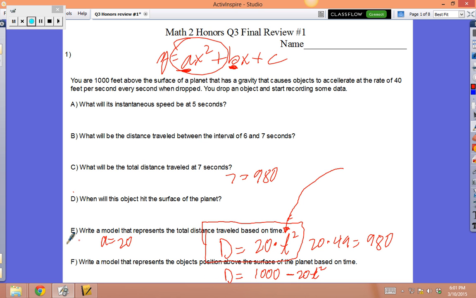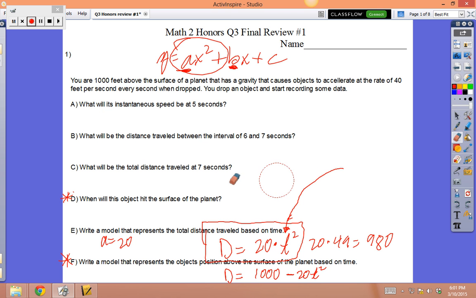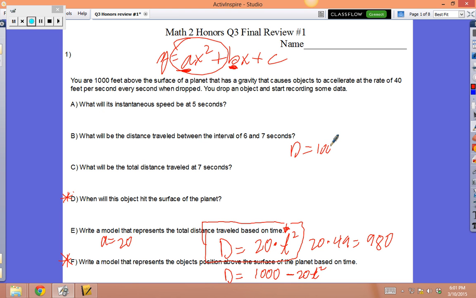Okay, now I'm going to use F to find D, and this question shows up like 4 times on this test. So I've got this equation: the distance equals 1,000 minus 20 t squared. The question on D is, when is it going to hit the surface of the planet? It hits the surface when the distance is equal to 0. So 0 equals 1,000 minus 20 t squared. That 0 will be when it hits the surface of the planet.